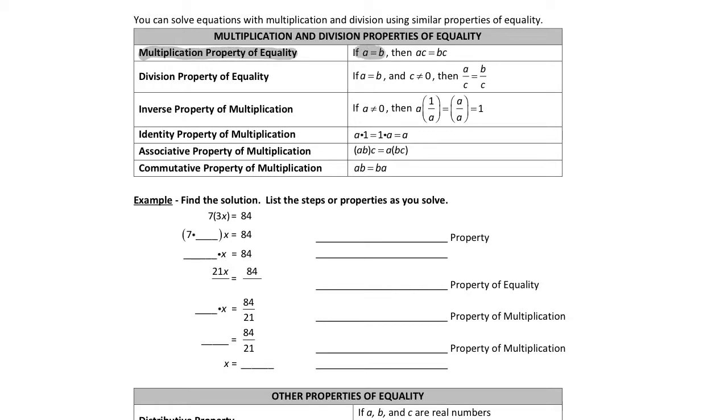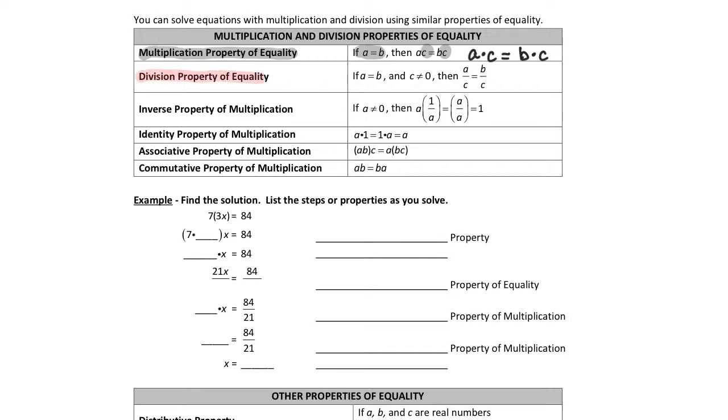Notice we start with A equals B, and then we just multiply a C onto there. Don't forget that when you don't see anything between them, this is the same thing as A times C equals B times C. So even though we don't write that multiplication symbol, it is implied.